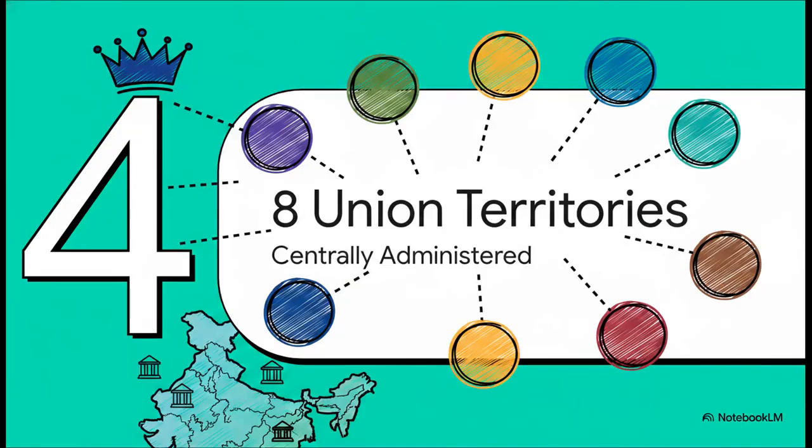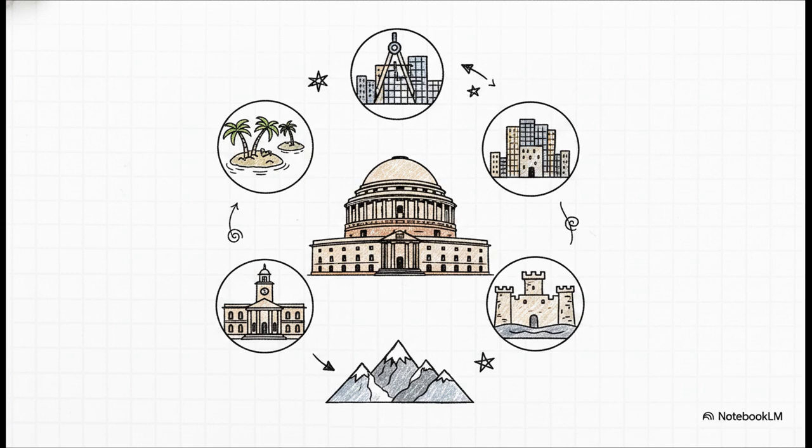Section 4. The 8 Union Territories, the centrally administered regions. Pivoting back over to central control, these 8 special territories literally span the very extremes of the map. You have remote island chains like the Andaman and Nicobar Islands in the Bay of Bengal and Lakshadweep in the Arabian Sea. Alongside them are uniquely planned cities like Chandigarh and historical coastal enclaves like Puducherry.